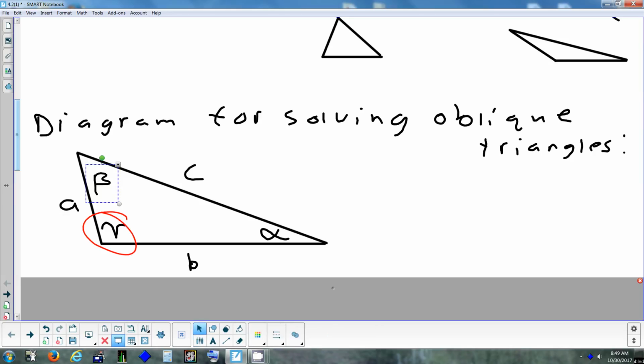Now, some books don't do it with English letters and Greek letters. They just use all English letters. What do you think could be confusing if, let's say, they use lowercase letters for the sides and capital letters for the angles? Any thought? What could be confusing if you do it that way? What might be confusing when you write it on paper?